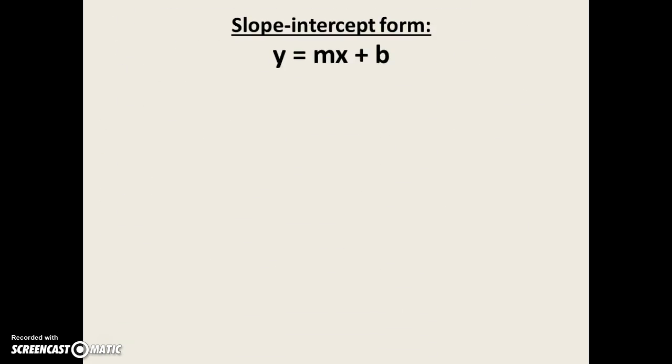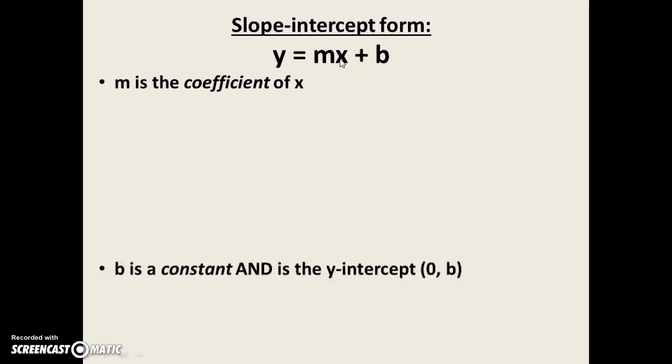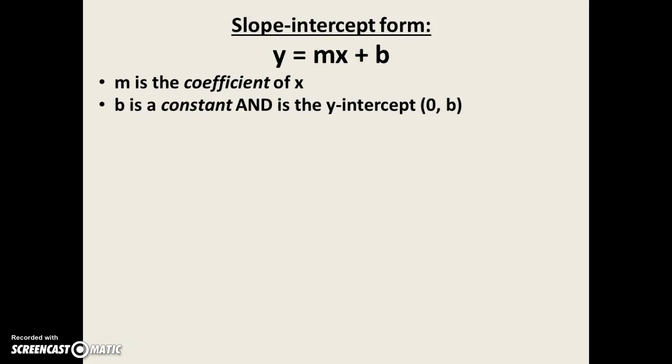So let's look at the slope-intercept form. Y equals mx plus b. So m is the coefficient of x. We can see that m and x are together. And remember what coefficient means: this is multiplying this. They're multiplied together.